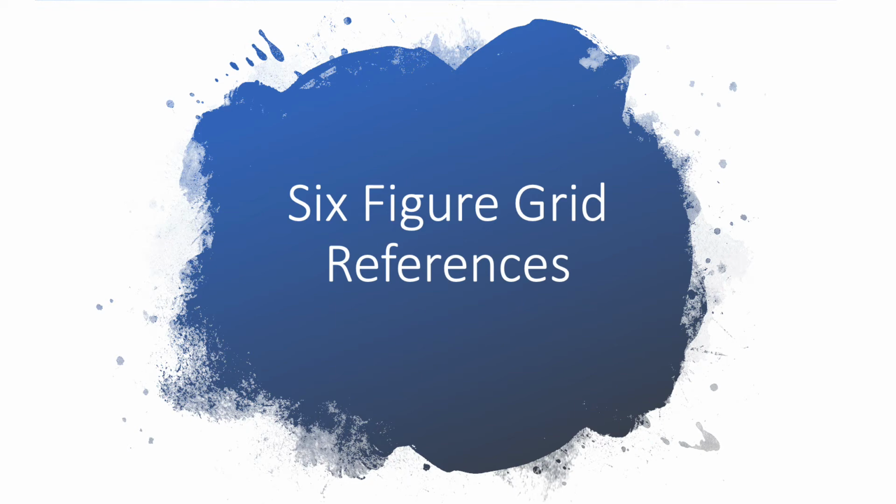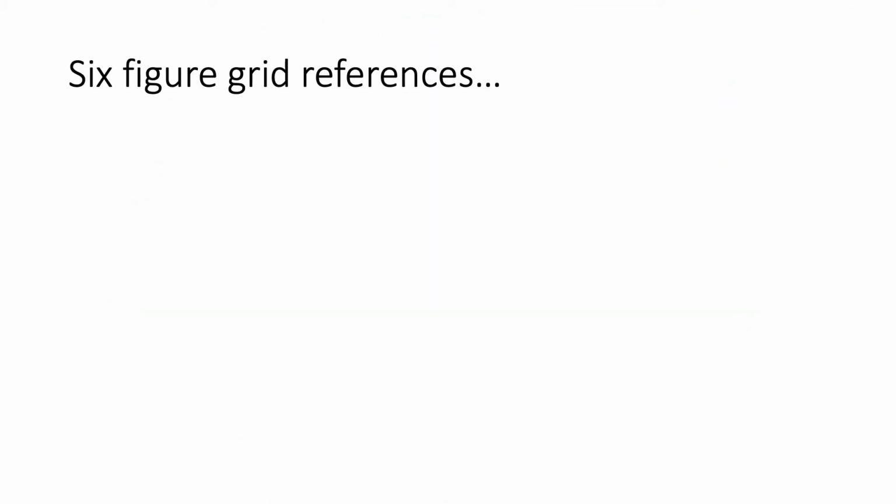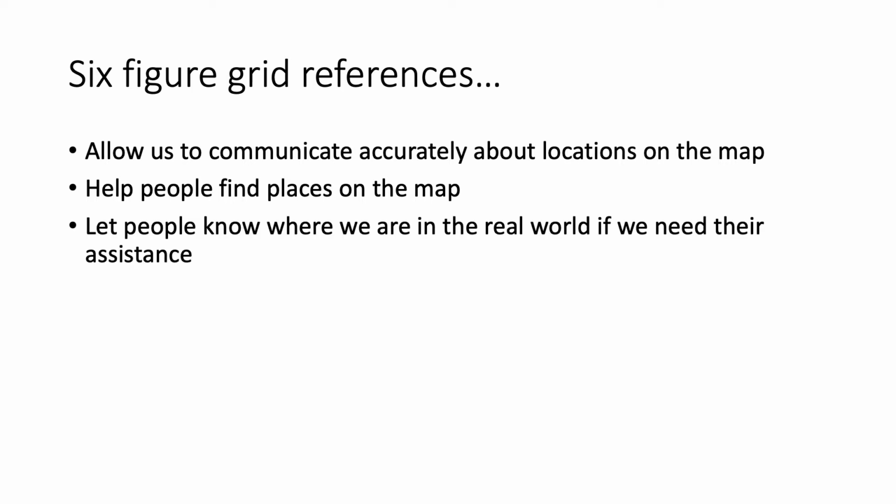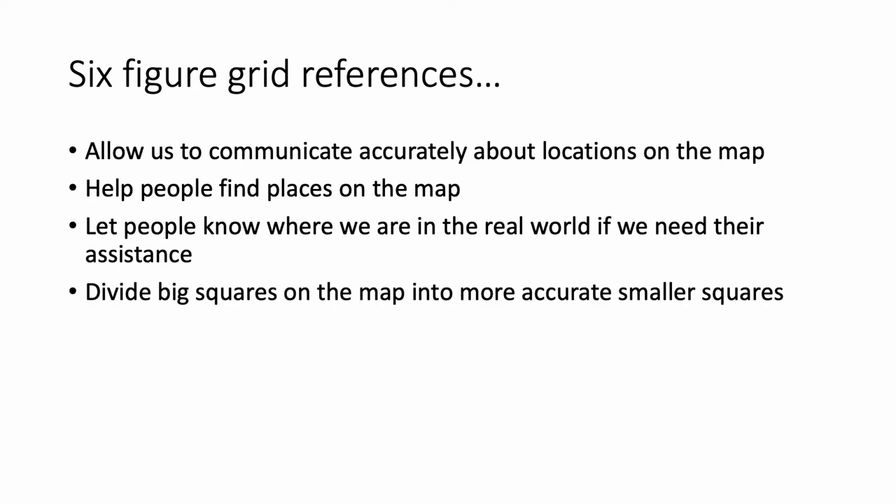Hi, and in this short video I'm going to explain what six-figure grid references are and how we can use them to communicate about locations on the map and in the real world. Six-figure grid references allow us to communicate accurately about locations on the map. We can tell them to people to help them find places on the map, and on the telephone we can use them to let people know where we are in the real world if we need their assistance.